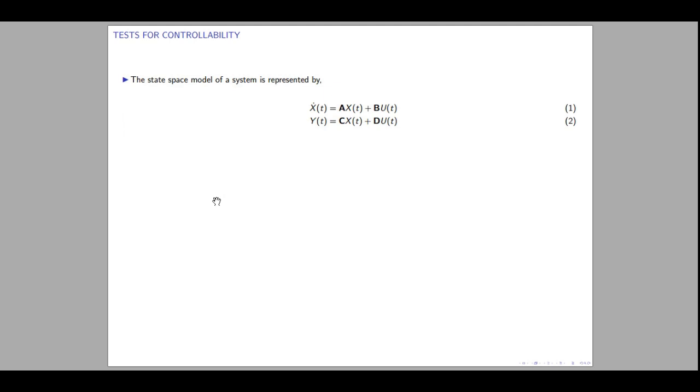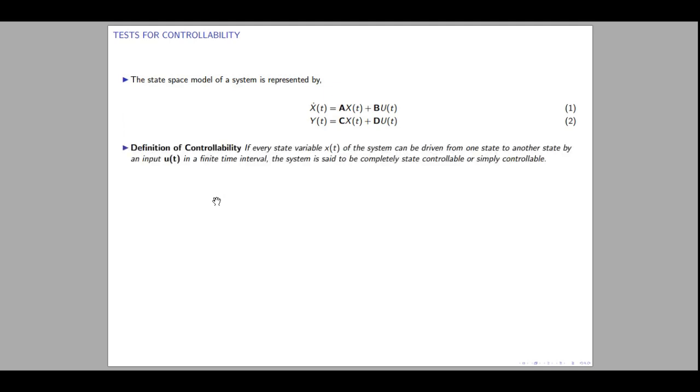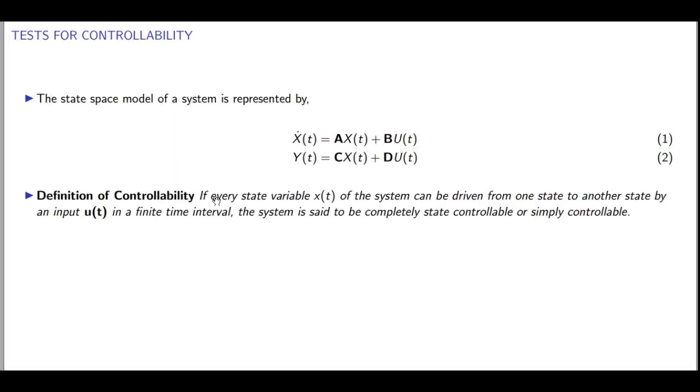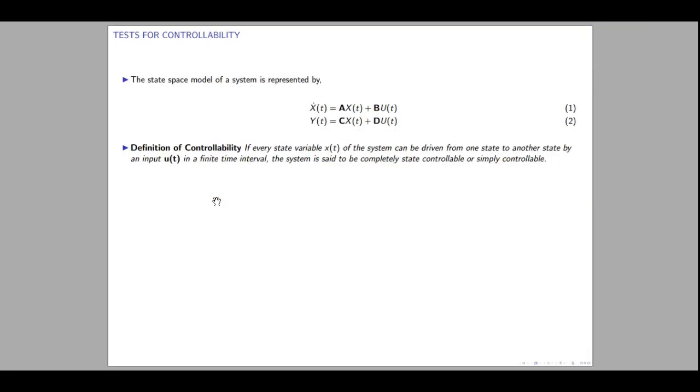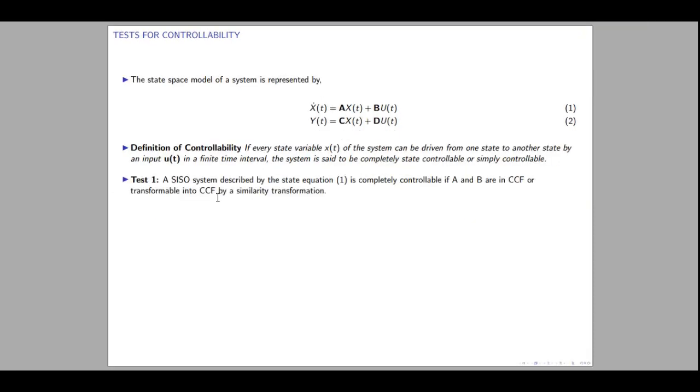So let us assume that this is going to be the state space model, and we have already defined controllability. So I will repeat it again. If every state variable x of t of the system can be driven from one state to another state by an input u of t in a finite time interval, the system is said to be completely state controllable or simply controllable. Now, there are many tests, and out of them, I'm going to give two tests for controllability and two tests for observability.